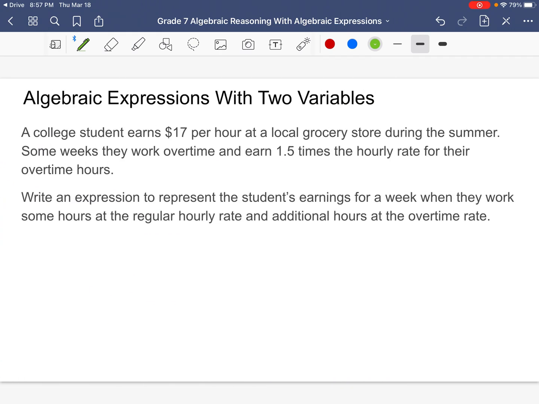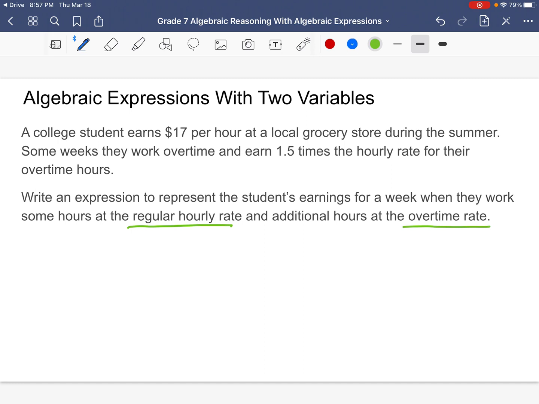Here we have another situation. A college student earns $17 per hour at a grocery store. Some weeks they work overtime and they earn 1.5 times the hourly rate for their overtime hours. So write an expression to represent their earnings for a week when they work some hours at the regular rate and additional hours at the overtime rate.